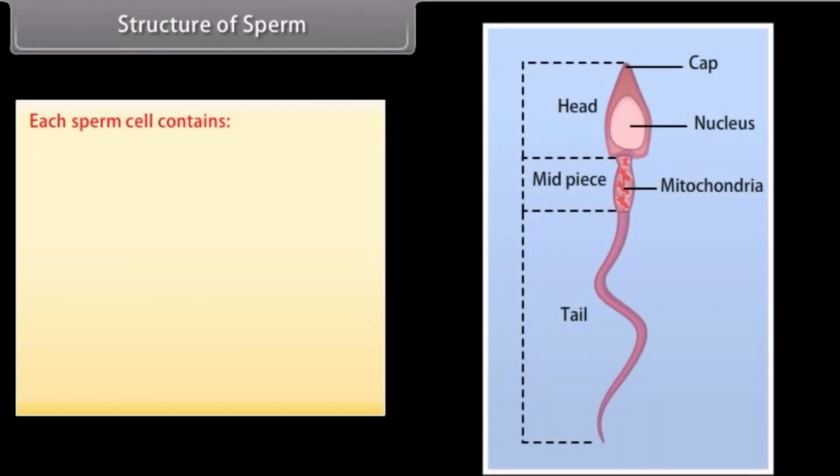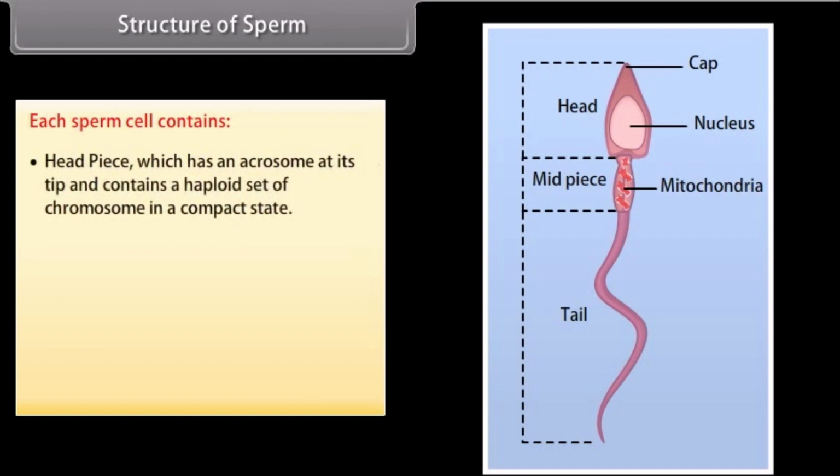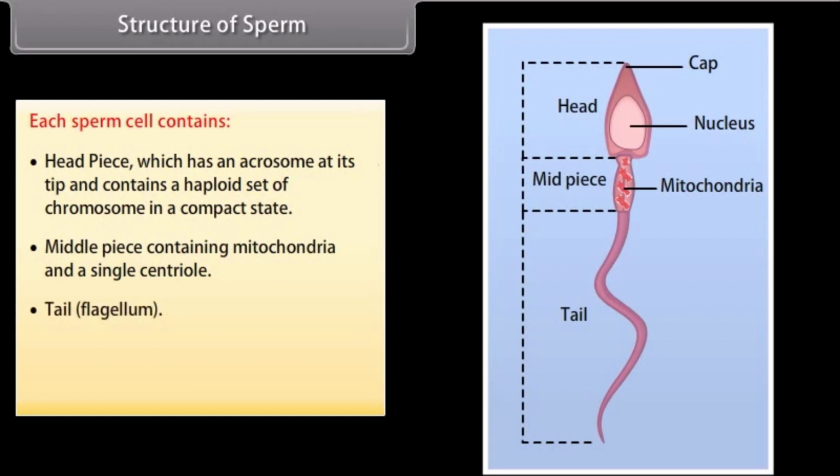Structure of sperm. Each sperm cell contains a headpiece, which has an acrosome at its tip and contains a haploid set of chromosomes in a compact state. The middle piece contains mitochondria and a single centriole. Then there is the tail or flagellum. An adult male produces about 100 million sperms each day.